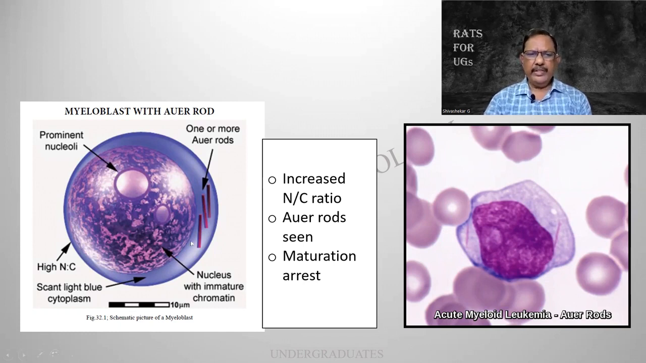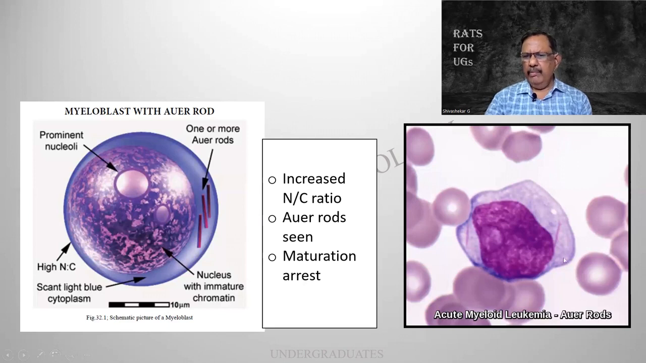And you will have to describe this cell. The cell is large. It has got a large nucleus. It has got prominent nucleoli. The nuclear cytoplasmic ratio, this is the nucleus, this is the cytoplasm. Therefore, the ratio is increased. And in the cytoplasm, I can see some inclusions, rod-shaped inclusions called Auer rods. So this is the scale. So 10 microns means it is almost going to 20 microns in diameter. So that will be important.